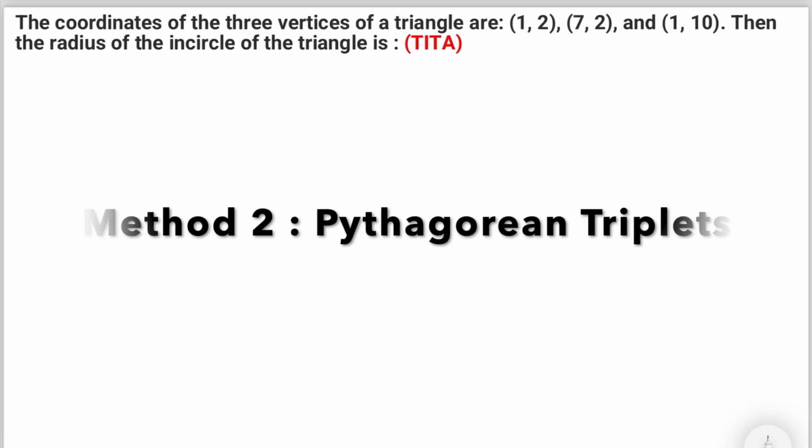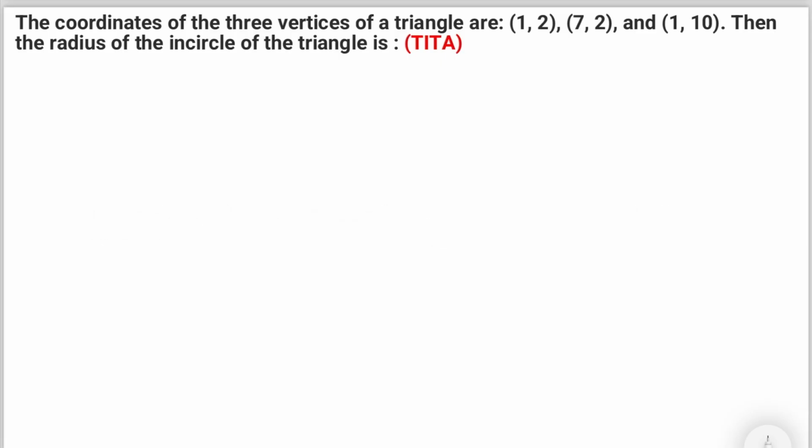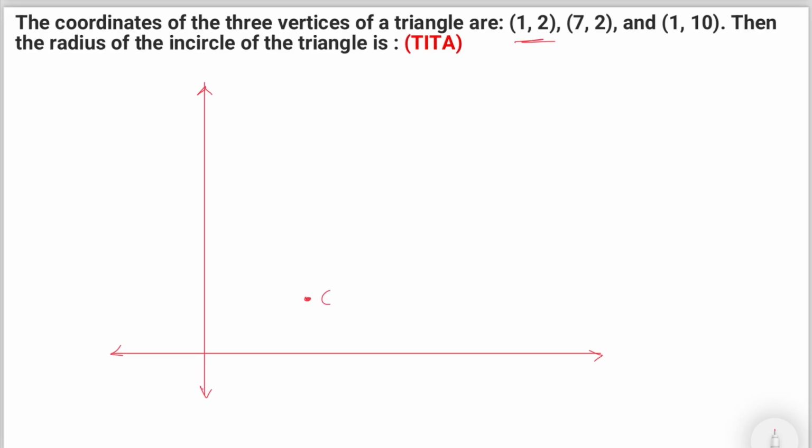And now let's look at a much quicker and faster way of solving this particular question. We observe that all the 3 points given are in the first quadrant. So we draw the coordinate axes and plot these points first. The first point has coordinates (1, 2). Let's suppose the point would be here, having coordinates (1, 2). The other point is (7, 2).